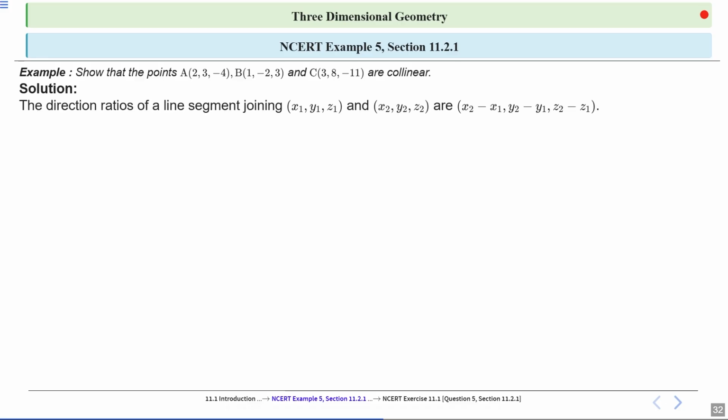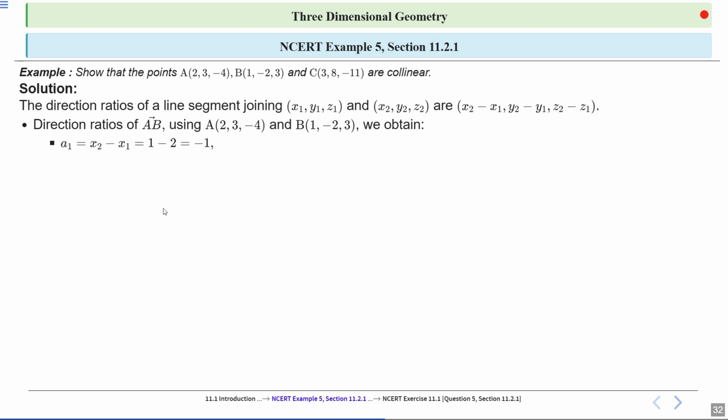The direction ratios of a line segment joining (x1, y1, z1) and (x2, y2, z2) are x2 minus x1, y2 minus y1 and z2 minus z1. Now let's find the direction ratios for the line segment AB. We will use the coordinates of A, which are (2, 3, -4), and B, which are (1, -2, 3). So we will calculate each component one by one.